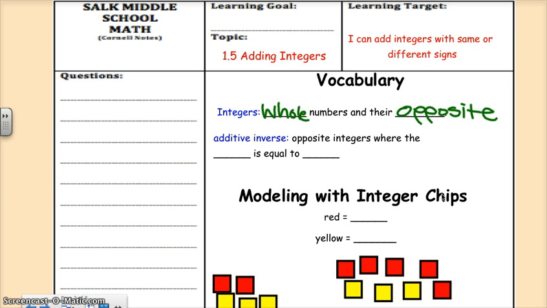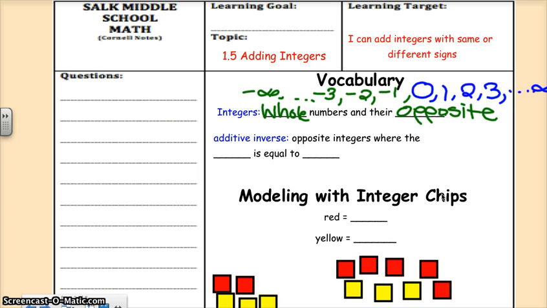When I say whole numbers, I think whole, and if I had a whole, it would be like a circle, which is 0. Whole numbers are 0, 1, 2, 3, all the way to infinity. That's my whole number part, and their opposites would be the opposite of 1 is negative 1, negative 2, negative 3, all the way to negative infinity.